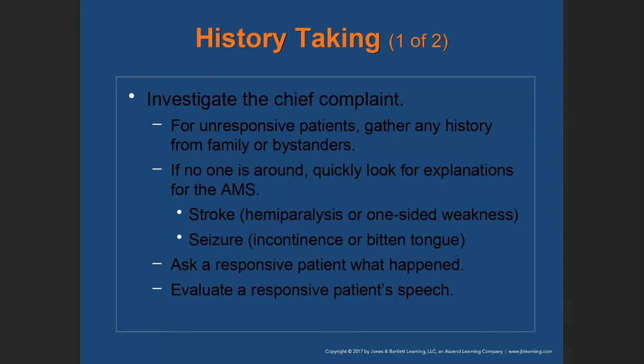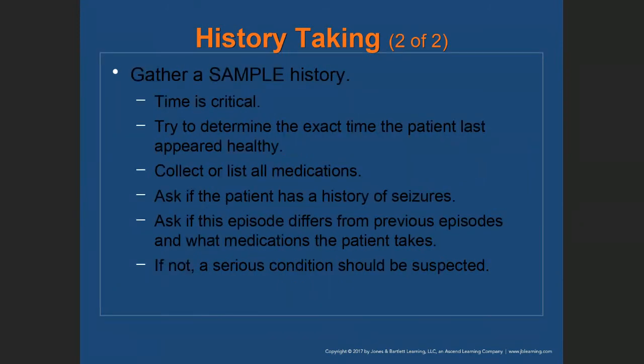Ask a responsive patient what happened, and evaluate the responsive patient's speech. Gather your SAMPLE history. Time is important. Time is brain, time is heart. Try to determine the exact time the patient last appeared healthy or normal. Collect or list all medications. Ask if the patient has a history of seizures. Ask if this episode differs from previous episodes and what medication the patient is on.